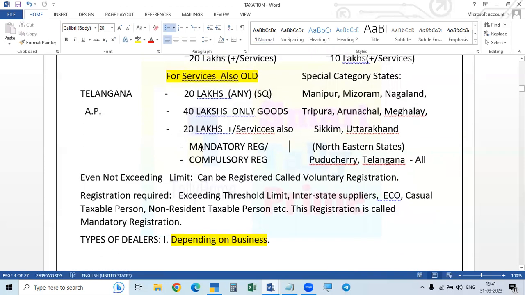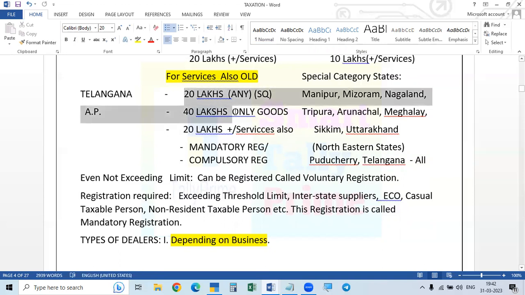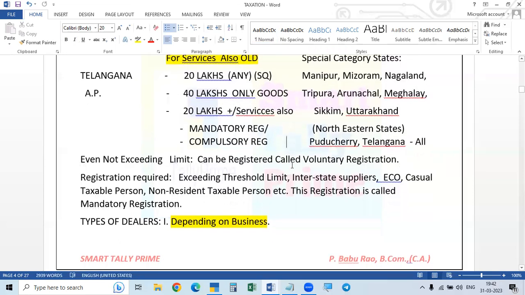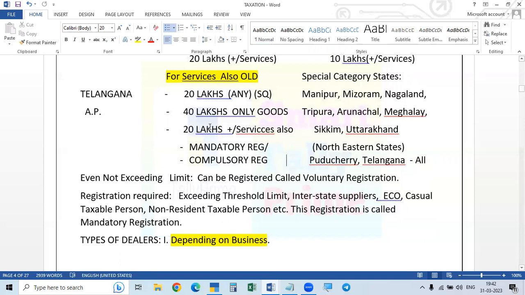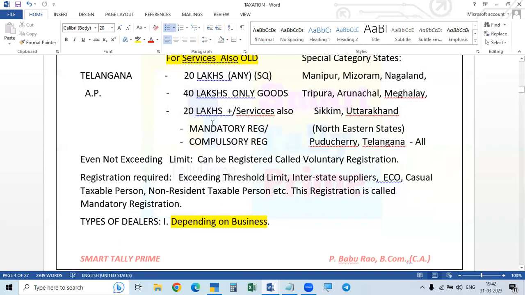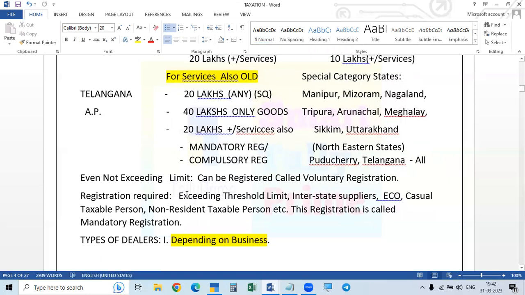In addition to that, if we exceed these limits, we have to get the registration, mandatory or compulsory. In some other cases also, even if the limit is not crossed, we have to get registration compulsorily. This limit is called the threshold limit. So exceeding the threshold limit is one case of compulsory, mandatory registration.